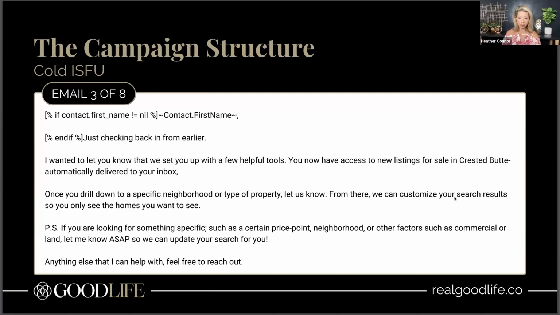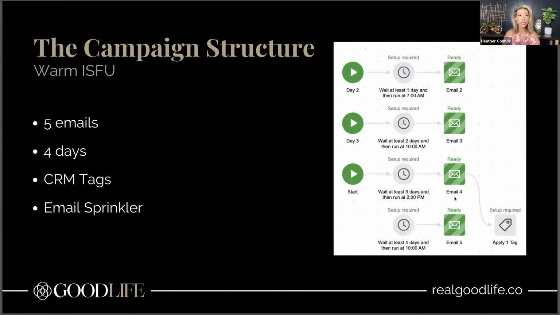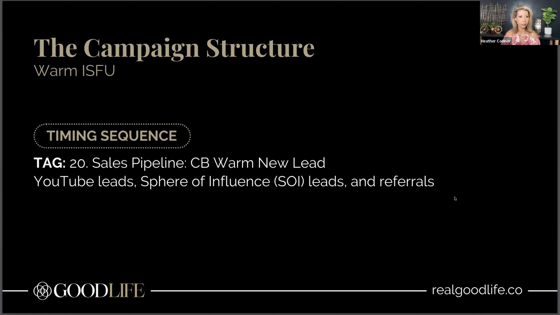All right. So let's talk about the next campaign. And I know I'm moving fast here. So the next campaign is the warm immediate sales follow-up campaign. This one is 5 emails. So you'll see it's a little bit shorter. It also covers 4 days, cover the CRM tag, and then we'll talk about email sprinkler for both the cold and the warm. Timing sequence, let's talk about this.